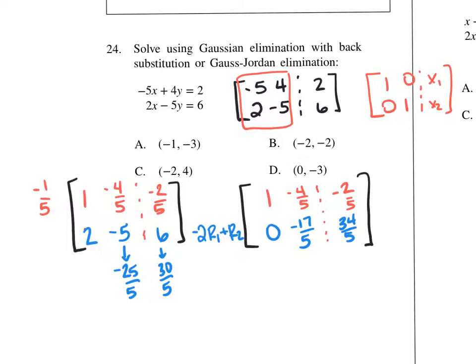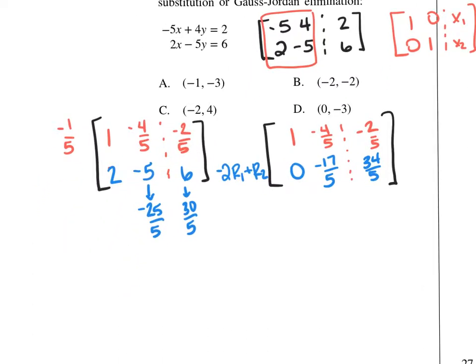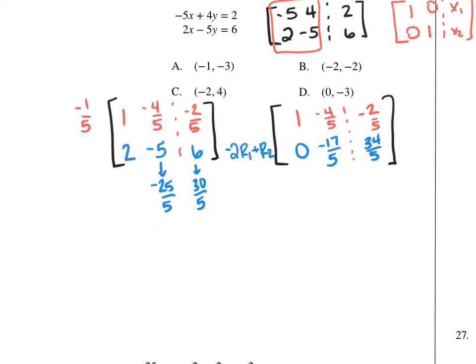Right? Now, I hate dealing with fractions. I'm sure a lot of you don't like them either. So what I can do next is this. I need to get a 1 right here. But before I do that, I don't want this to be a fraction. So I'm going to multiply that row by 5 to clear that fraction out.